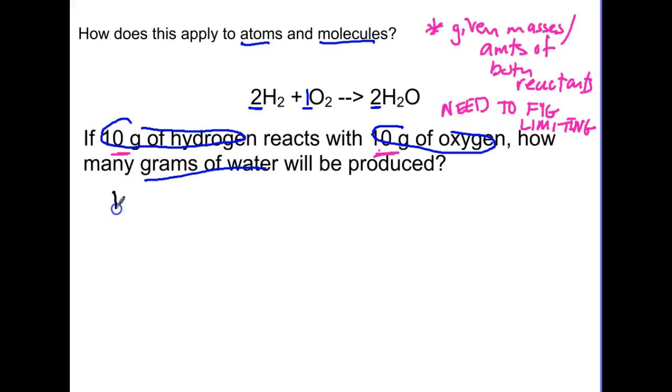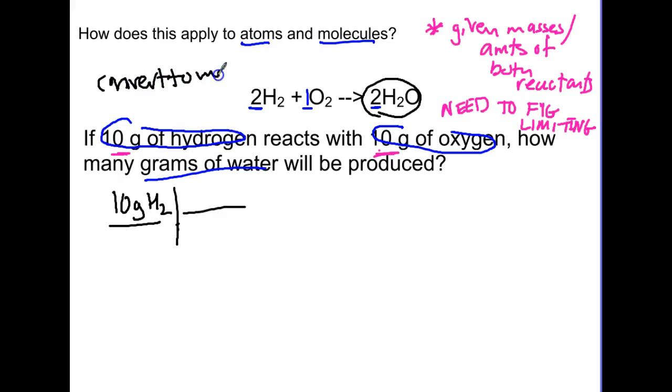So you start with your first reactant, 10 grams of H2. And what we want to do is convert it to one of the products. In this case, the only product is water. So we want to convert to moles of product. So how am I going to do that? Well, 10 grams of hydrogen, according to the periodic table, the mass of hydrogen is 2 grams per 1 mole.